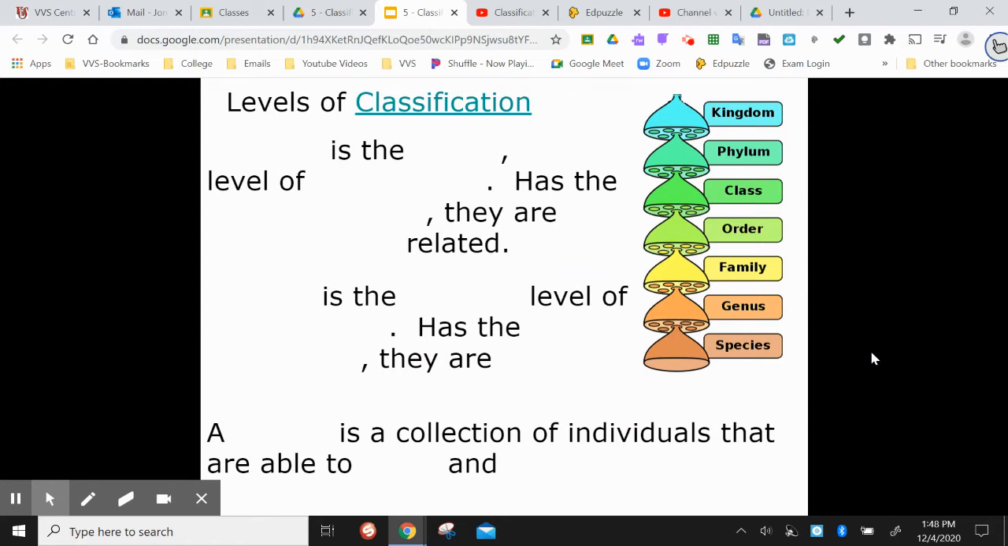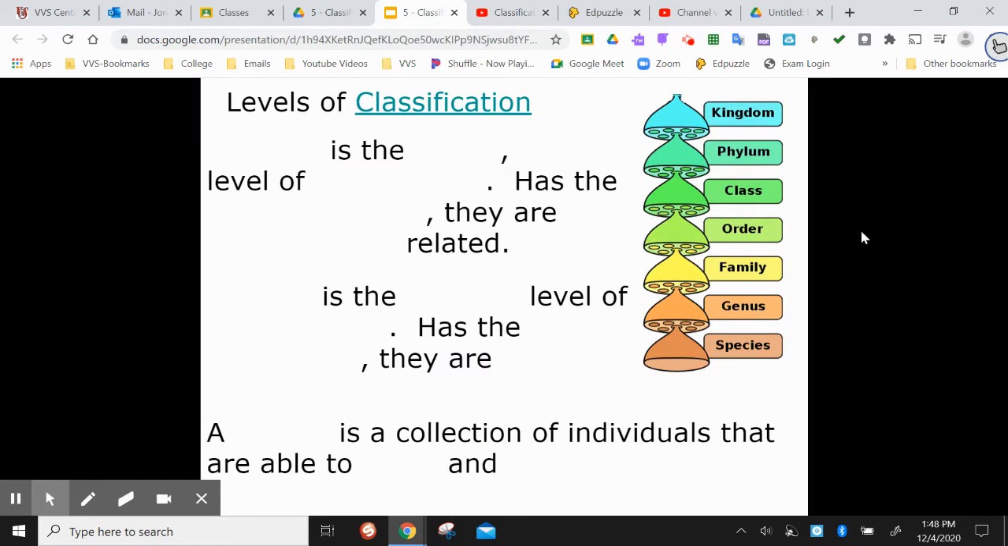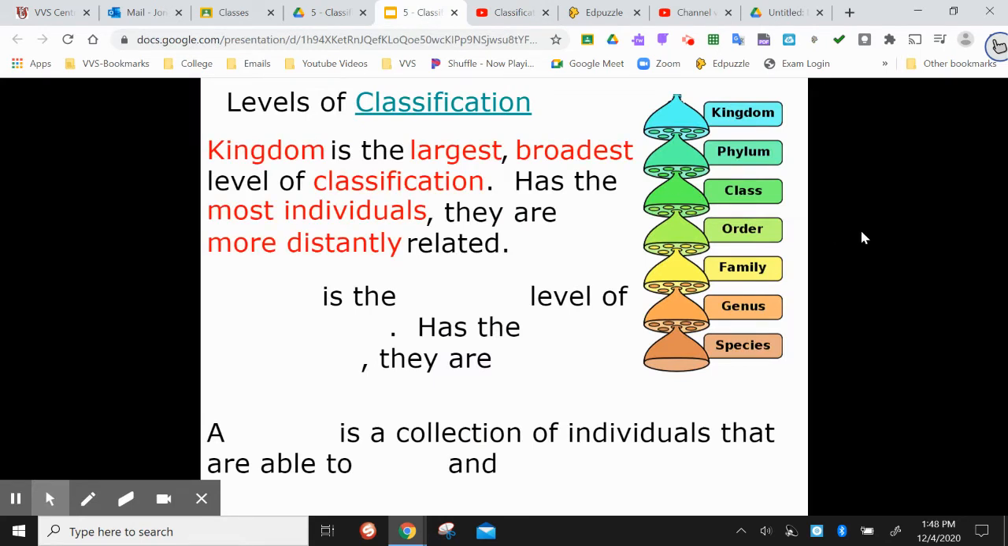All right, levels of classification. Again, got a video here, right here, on classification. Highly recommend you watch that, either now or at the end. You can look over here on the right and you can see the levels of classification. Okay, so the largest classification system we have is called the kingdom. It's the largest, broadest level of classification. It has the most individuals and they are very distantly related. So like the animal kingdom, all the animals fall into the animal kingdom.